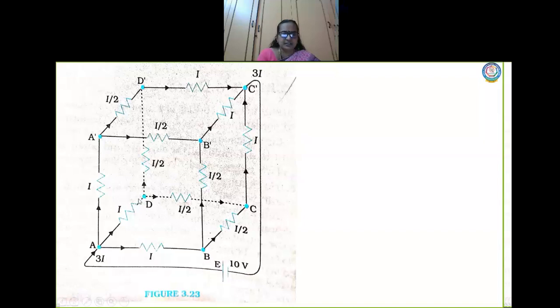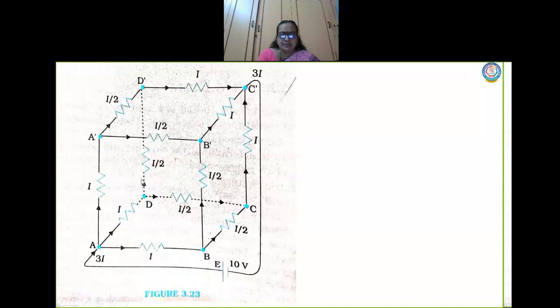Now the same case is with D. Look at this junction. In this junction also the current entering is I, and the current is split up as I by 2 along DC and I by 2 along D dash. Is it clear, children? So look at this point. Along the AD lead the current entering is I, and in this junction the current splits up as I by 2 along DC and I by 2 along D dash.